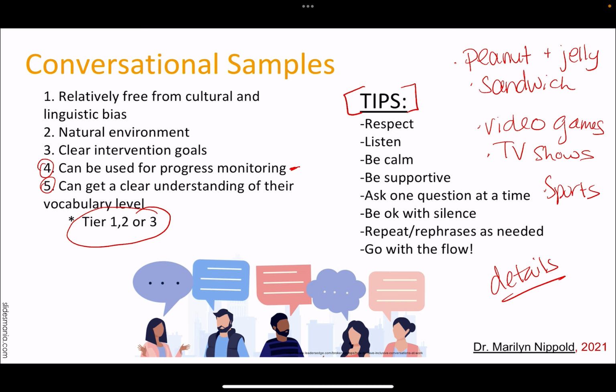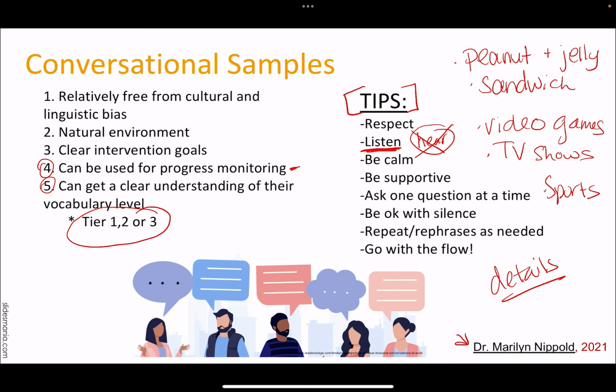I love these tips. These came from Dr. Napold, who's an awesome professor up in Oregon, and she really talks about how it's important that we are showing a lot of respect, especially to our teenage clients and our adults, that we're really listening, truly listening, not hearing, right? We're not looking for hearing. That's not what we want. We want you to listen to your client.